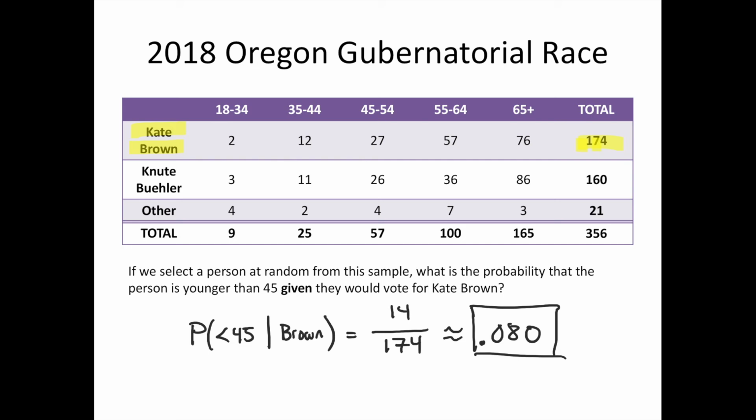So note here, by switching the order of the two events, we got a drastically different quantity. So there's another example of showing you that you can't just interchange the order of the two events in that formula.